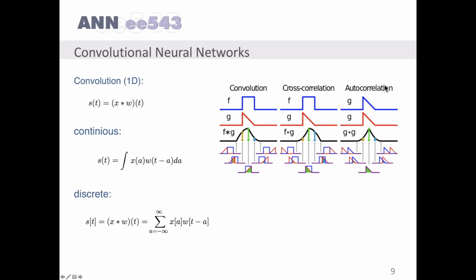If we are applying autocorrelation, then we are using g as the first function and also as the second function. In autocorrelation, instead of having different functions f and g, we have a single function. It is autocorrelated by itself, and the result of the autocorrelation is given here.